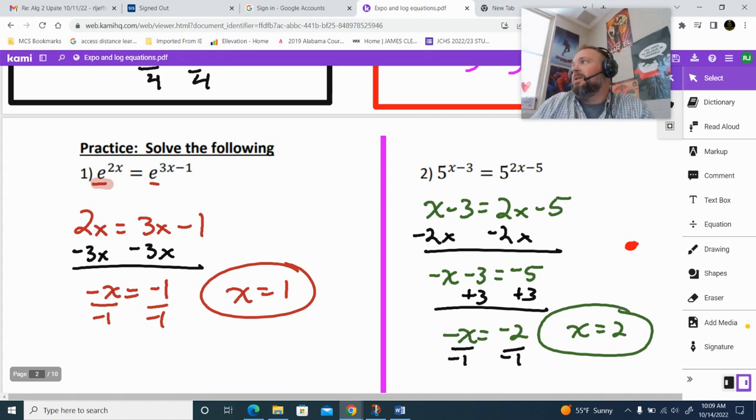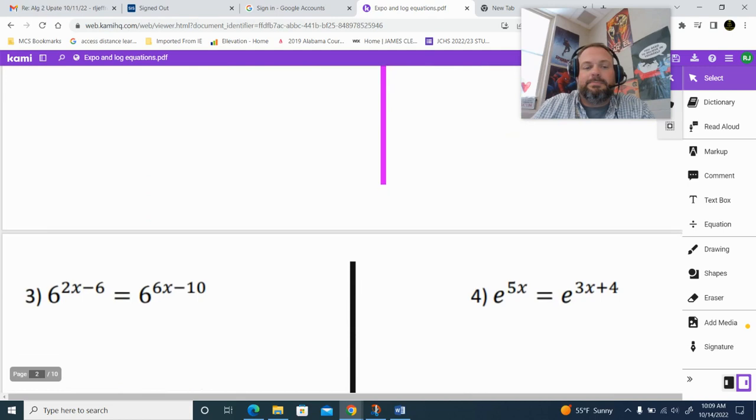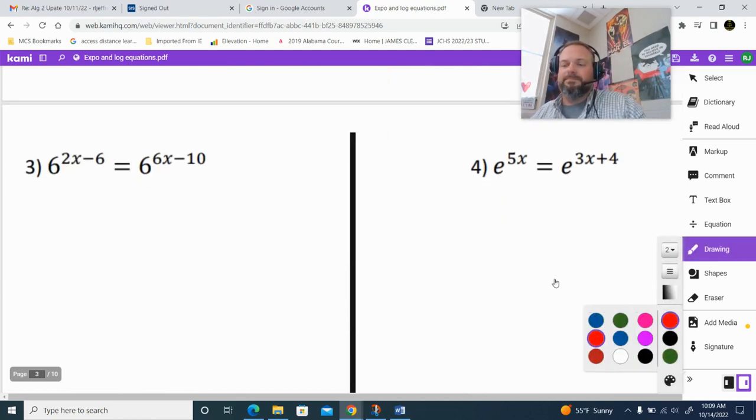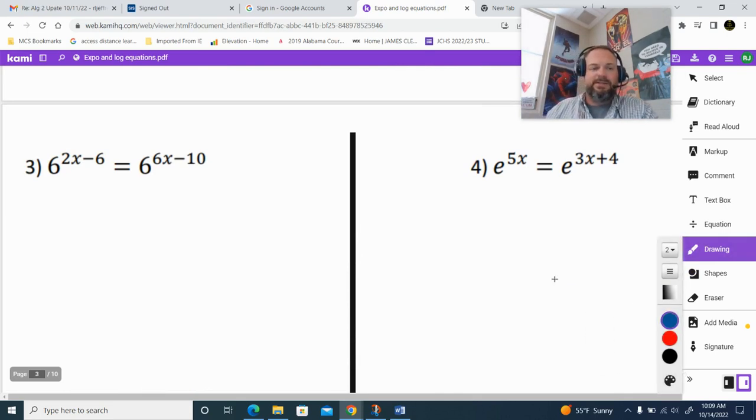All right, are we good with 1 and 2? Anybody need more time? So yes, this is basically doing Algebra 1 stuff with extra steps. Literally the extra step for y'all is this part right here, basically marking out the bases and then solving.